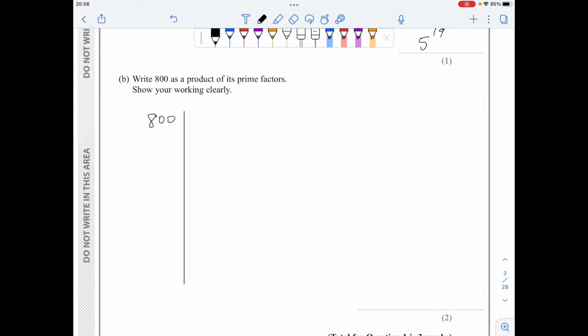So 800 divided by 2 is 400, divided by 2, 200, again by 2, 100, 2 again, 50, 2, 25, divided by 5 gives me 5, again by 5, and I've got 1. So the product of prime factors is 2 to the power of 5 times 5 to the power of 2.